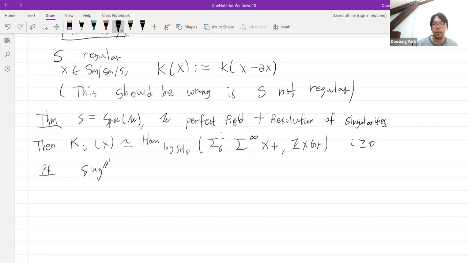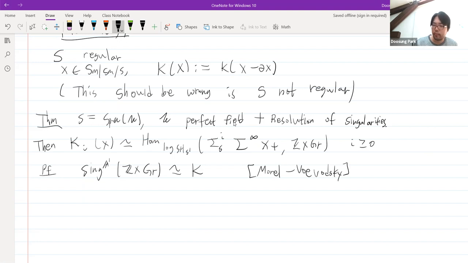This is Sing A1 of Morel-Voevodsky. Z × Gr, Grassmannian, is Nisnevich local equivalent to K theory. This gives K theory. That's due to Morel and Voevodsky. They gave this one as an exercise in the last part of their paper.